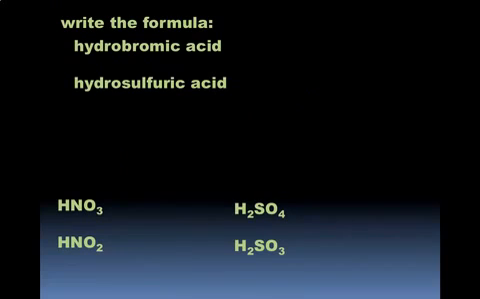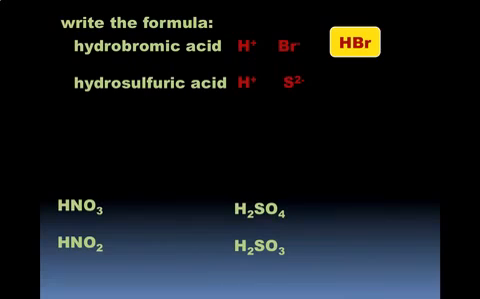To write the formula, all you have to do is look at the stem and figure out what anion it is, and then add hydrogen to it to make it balance out. So hydrobromic will be hydrogen and bromine. They're -1 and +1, so they cancel out, so you just get HBr. For hydrosulfuric acid, that is hydrogen and sulfur. Hydrogen's a +1, but sulfur is a -2, so you're going to need 2 hydrogens and 1 sulfur to balance out.